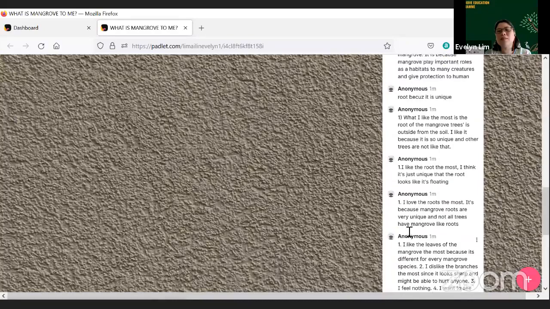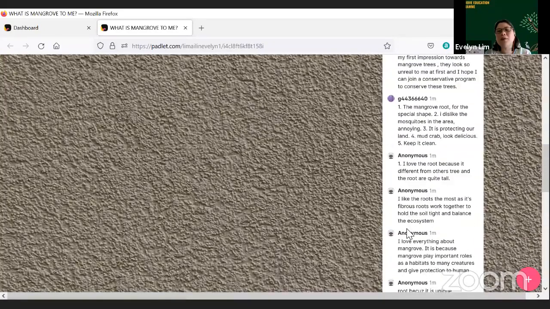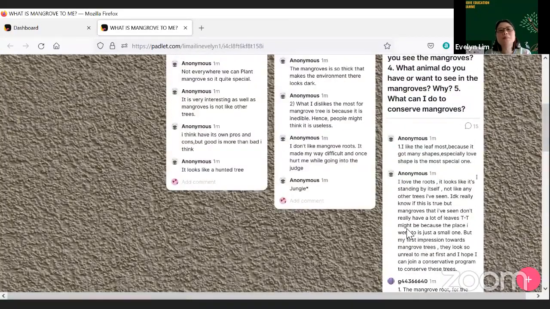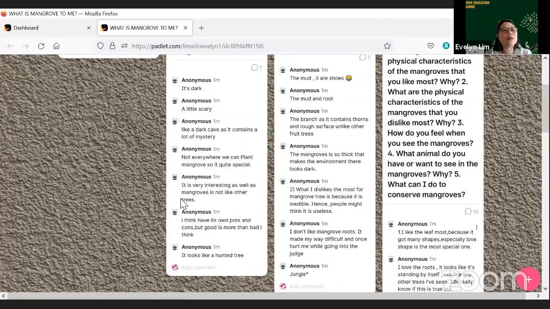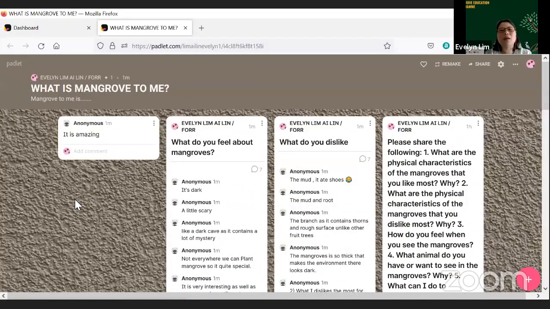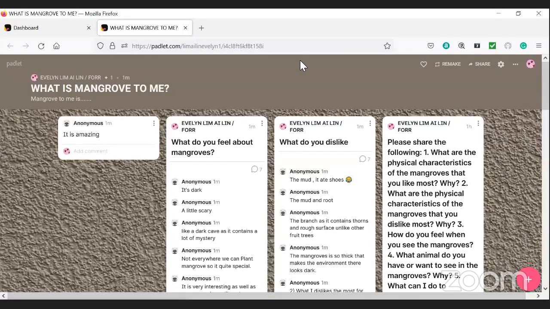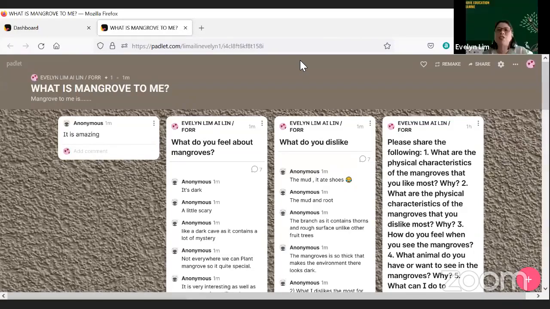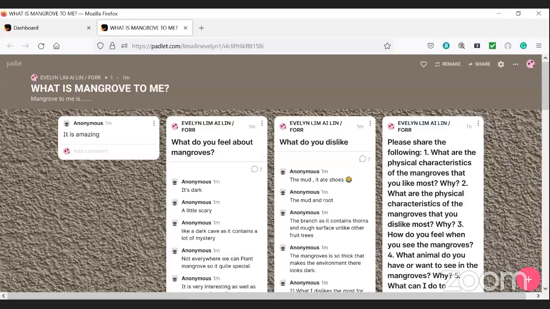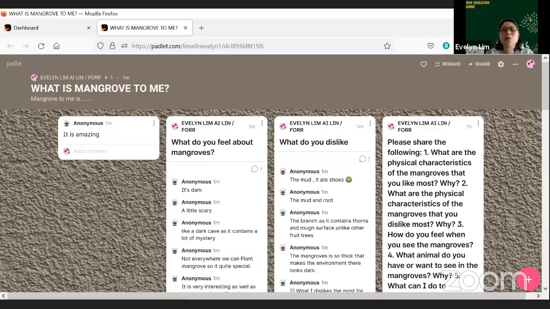Okay. All right. Okay. Anybody else would like to share? We have another. Okay. Can we go to the section on question on what do you think can I do as a student to conserve? Can we go to that question? You can do to conserve mangrove.